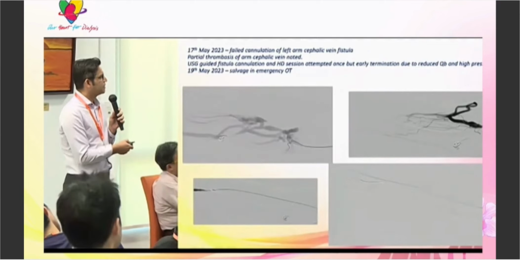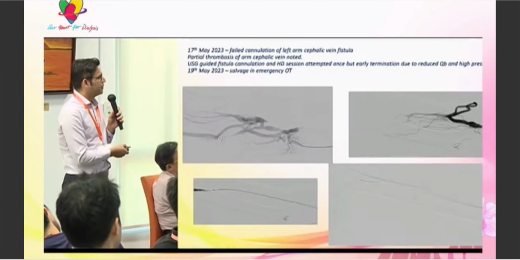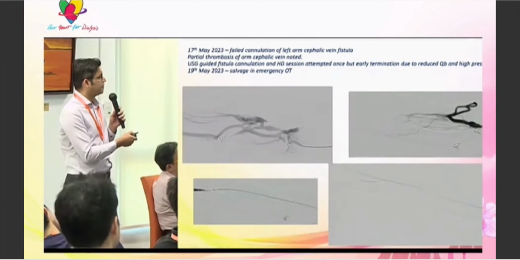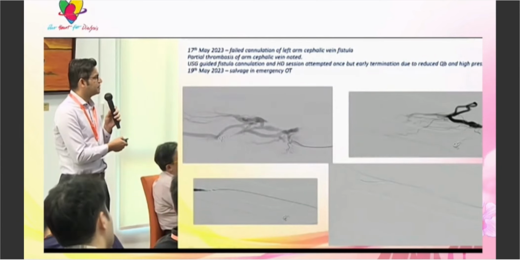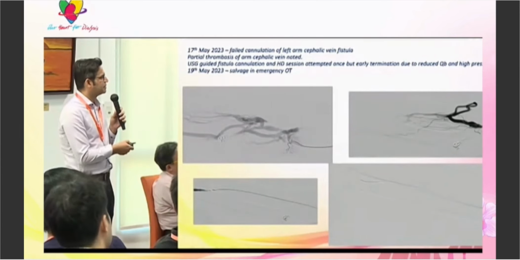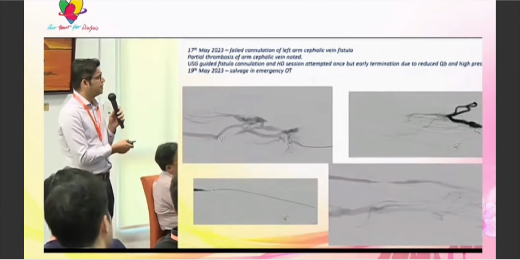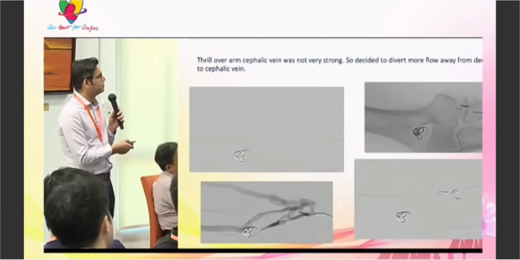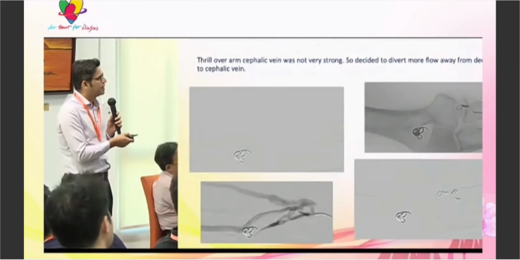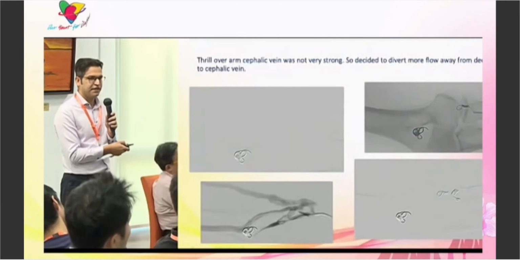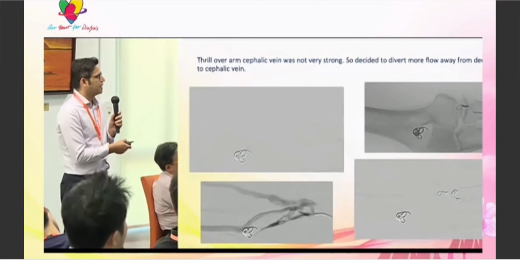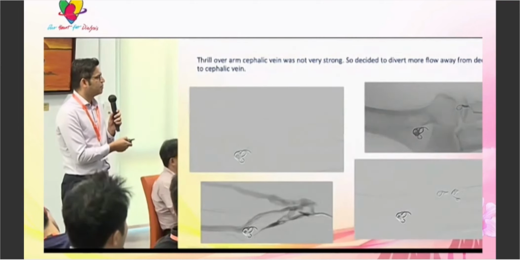That's how the run from the radial arterial access looks like. There is no flow in the cephalic vein now. In fact, you see that the cephalic vein, after a short segment, just turns into these multiple hairy collaterals. It was crossed and then routine balloon angioplasty was performed. At the same time, it was decided to divert more flow from the deep veins to the cephalic vein. And hence endovascularly, some more coils were put in.